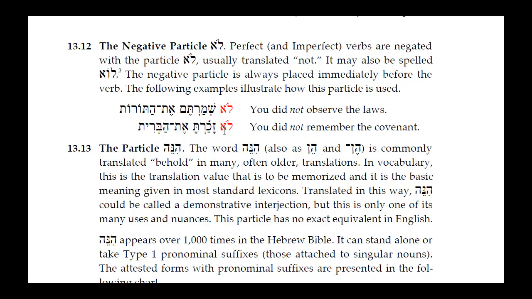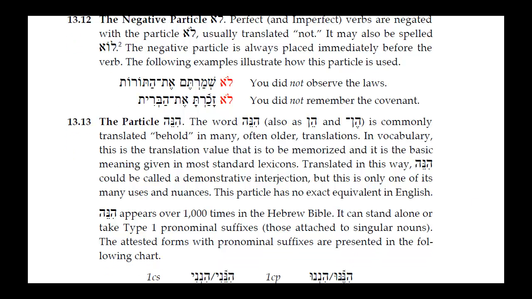You did not remember the covenant. So the lo will be placed immediately before the verb here. Here's the verb and here's the negative particle here. That's usually where you'll see lo coming right before it.